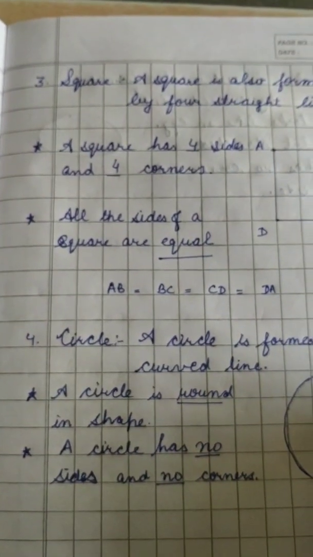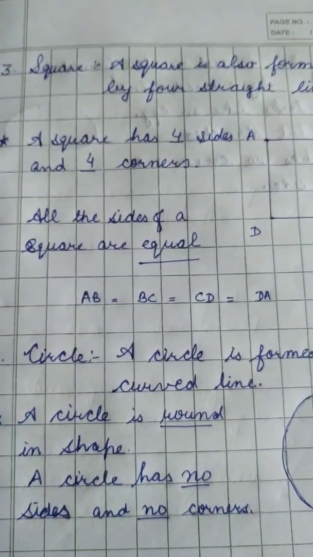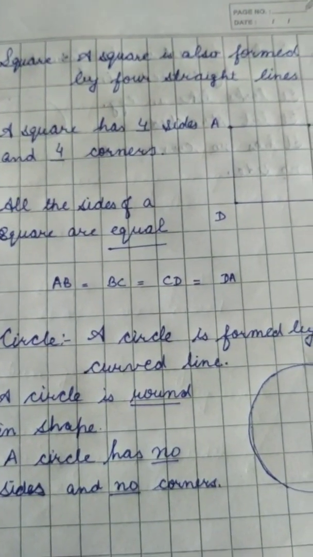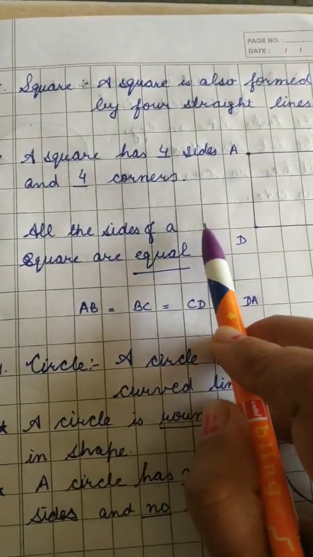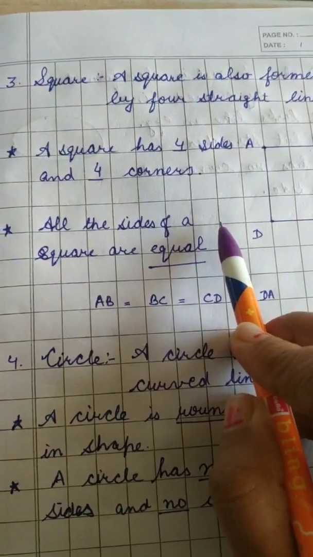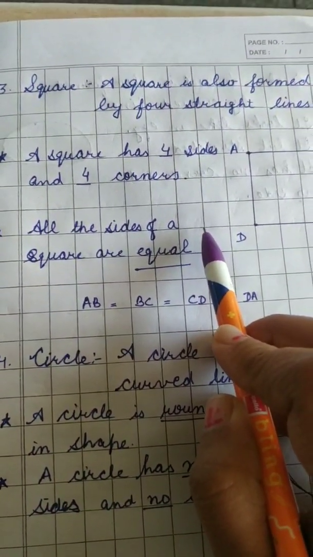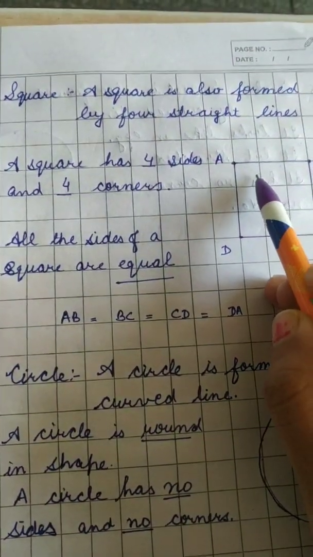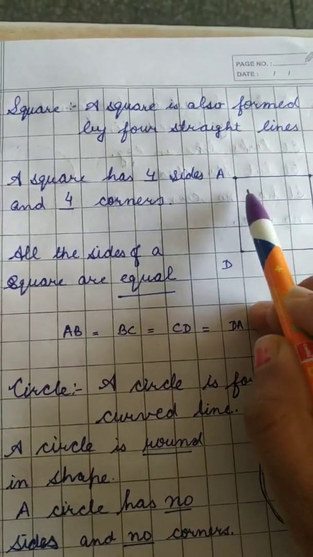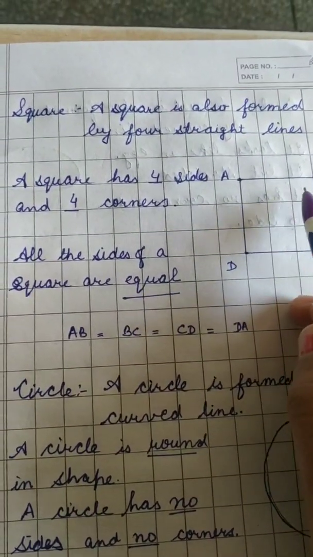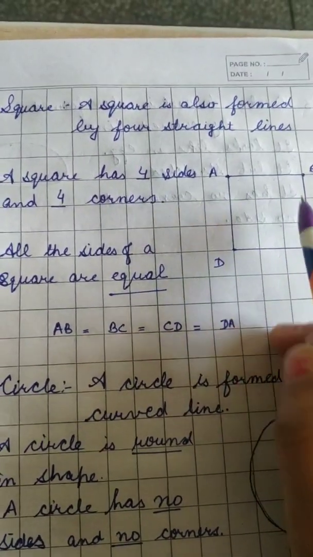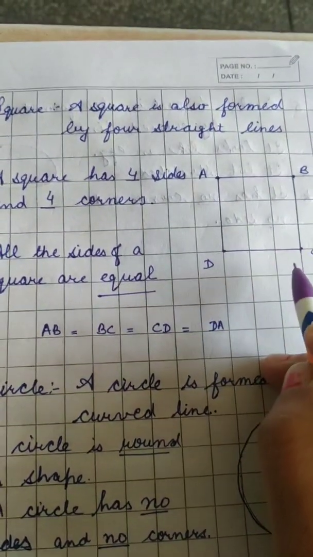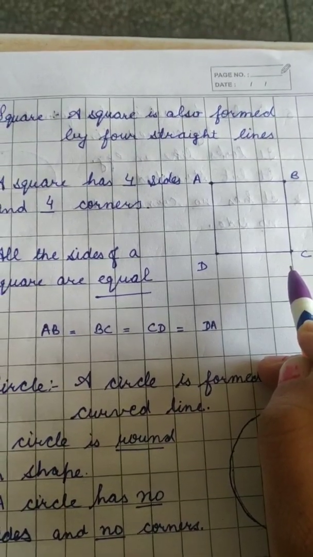Next is square. A square is also formed by 4 straight lines. The quality of the square is that all the sides of the square are equal. See children, how we have drawn it. I have taken 3 boxes of your copy. 1, 2, 3 and other side also will have 3. 1, 2, 3. Now A, B, C, D points we have joined. So we got a square.